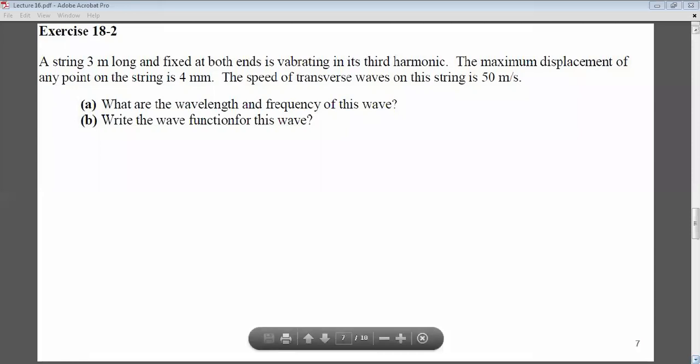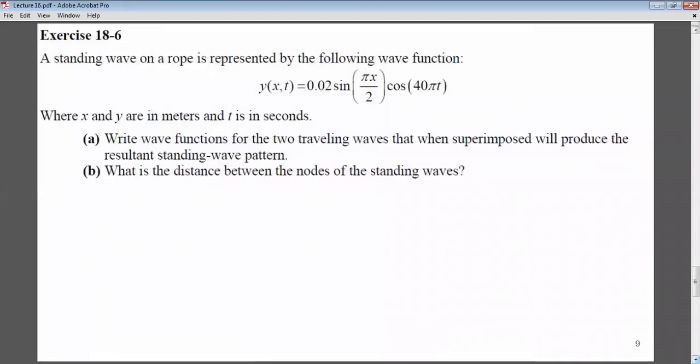The last exercise. A standing wave on a rope is represented by the following wave function. So this is the standing wave function. They are giving me the function. Write the wave functions for the 2 traveling waves that when superimposed will produce the resulting wave pattern.